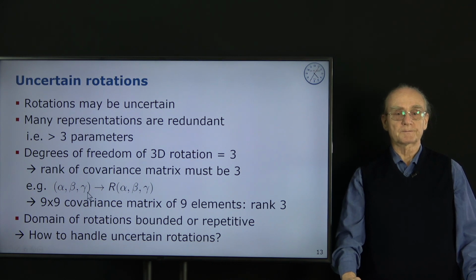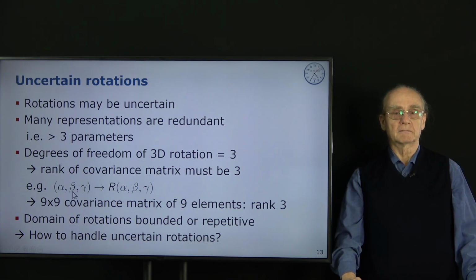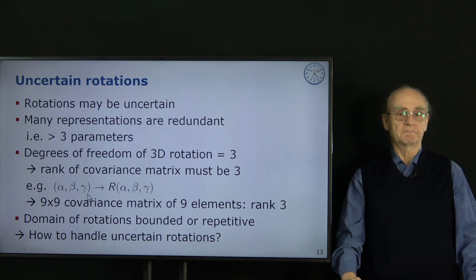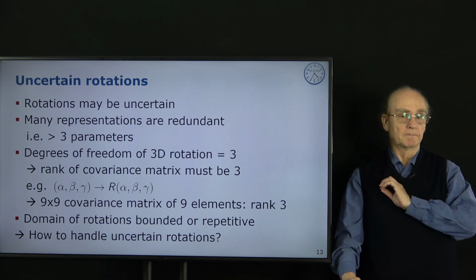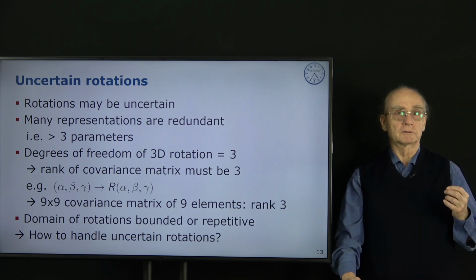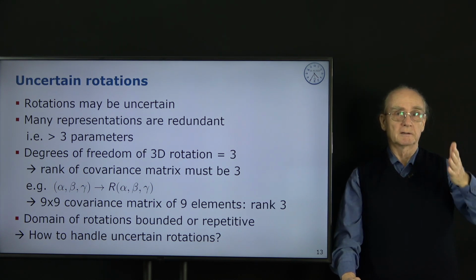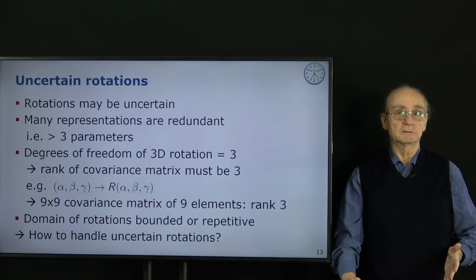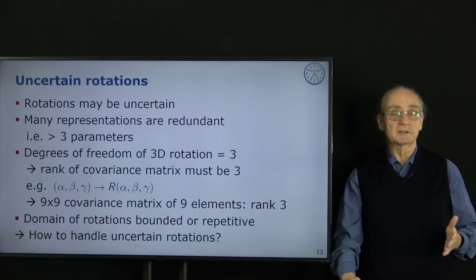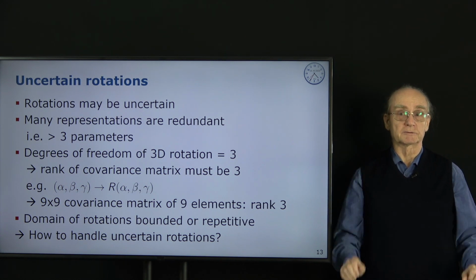Now let's assume we start with 3 uncertain Euler angles. They may have a 3 by 3 covariance matrix. Now we derive the rotation matrix, which has 9 elements which depend on alpha, beta, gamma. And we want to describe the uncertainty of this rotation matrix. That means we put all these 9 elements of the rotation matrix into a 9 vector and describe the uncertainty of these elements using a 9 by 9 covariance matrix.